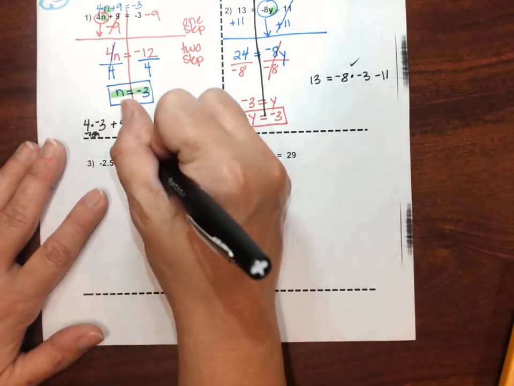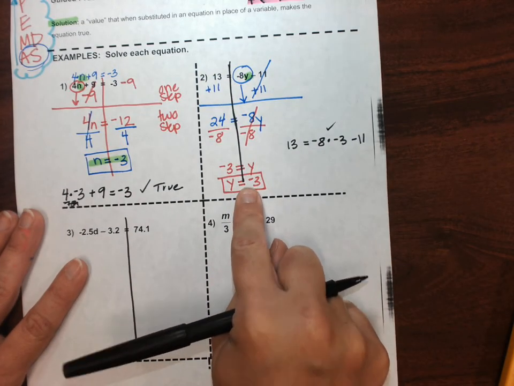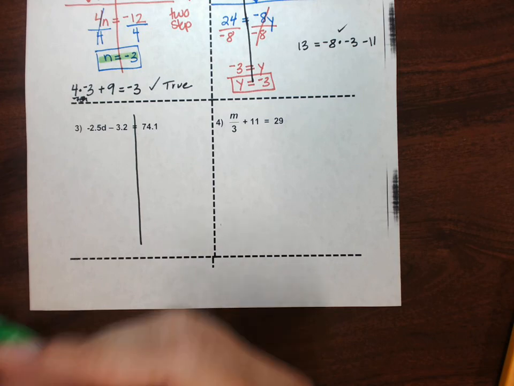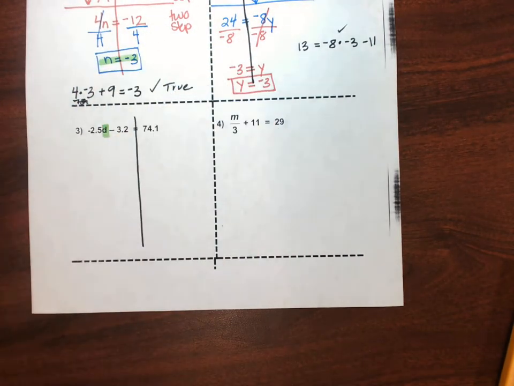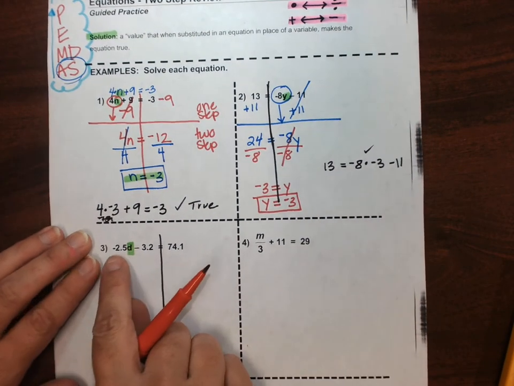All right, we're switching it up with some decimals. Hopefully you got that one right. Virtual high five if you did. Same rules apply. What's your goal? Hopefully you're saying isolate that variable. And then what do we start with?